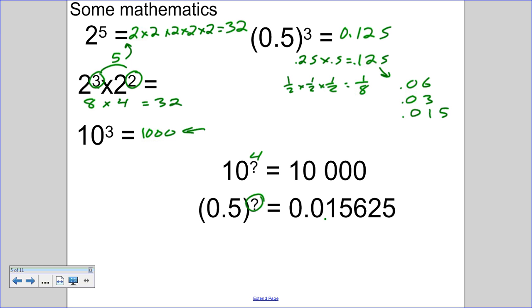So this was 3. So this would be 4, 5, and 6. So this is going to be 6, 0.5 to the power of 6. These are all things that you can look at. If you're struggling with any of these, go back, have a look through them, maybe look at something in the Khan Academy on exponents.